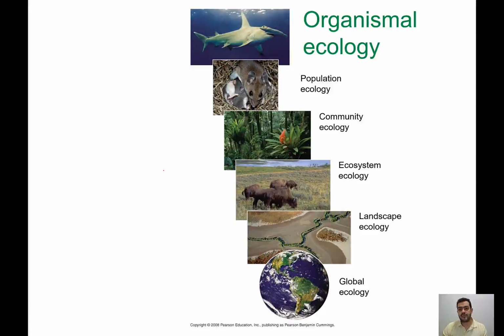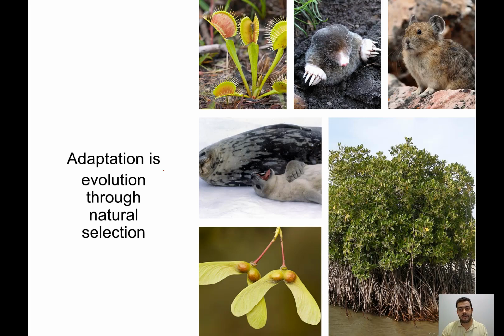So starting with the first one, organismal ecology. The first slide we are going to show is that adaptation is the evolution through natural selection. So let's imagine that we have two plants. They are growing in an environment that is prone to drought. One plant is better than the other in withstanding the drought. Why? Because it has some genes that allow it to withstand that drought.